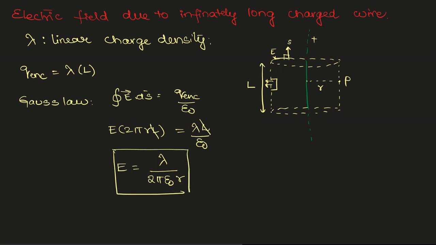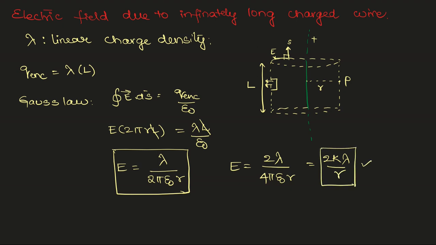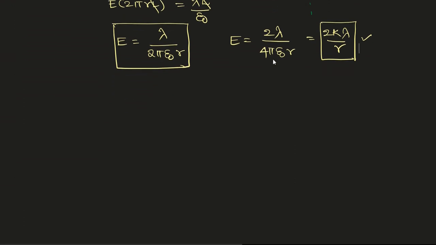Or else you can write the same equation by multiplying numerator and denominator with 2. You will get electric field as 2 lambda by 4 pi epsilon naught R, which is equal to 2k lambda by R. So both the equations are important. Here we have one interesting example based on this. I will discuss that example.